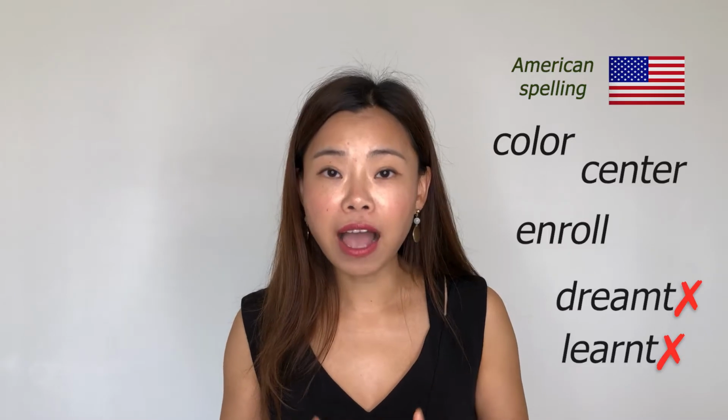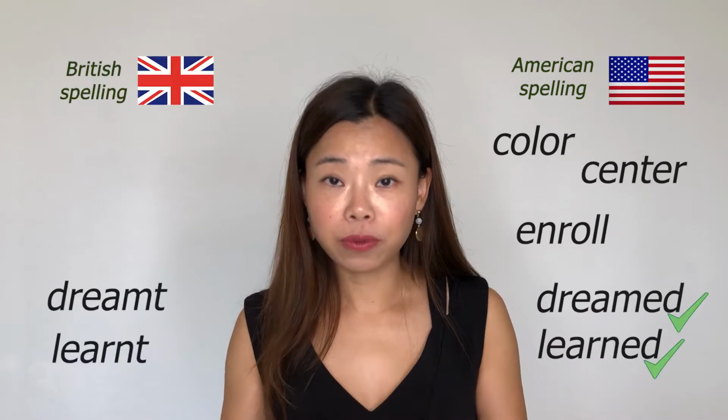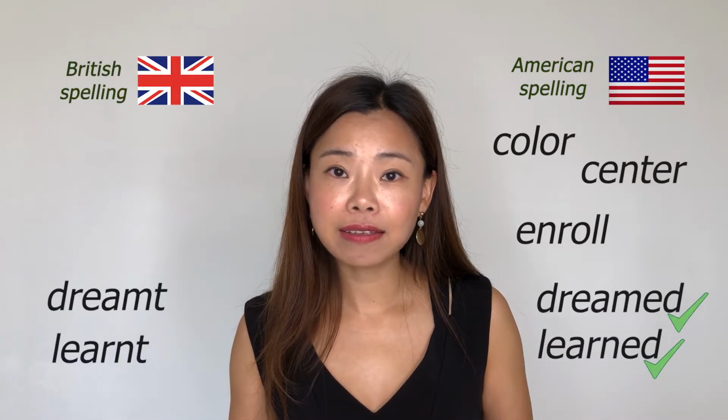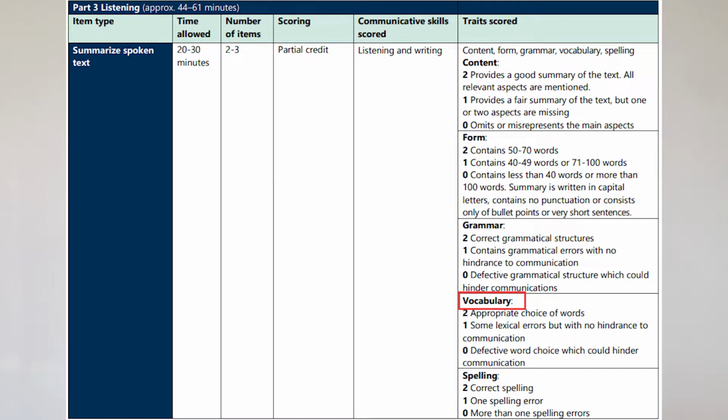But I realized I also spell my passive tense and passive participles using T, such as dreamed, learned, etc. Now I need to make a conscious effort to correct that by using ED. Next one is vocabulary. You will need to use appropriate vocabulary.